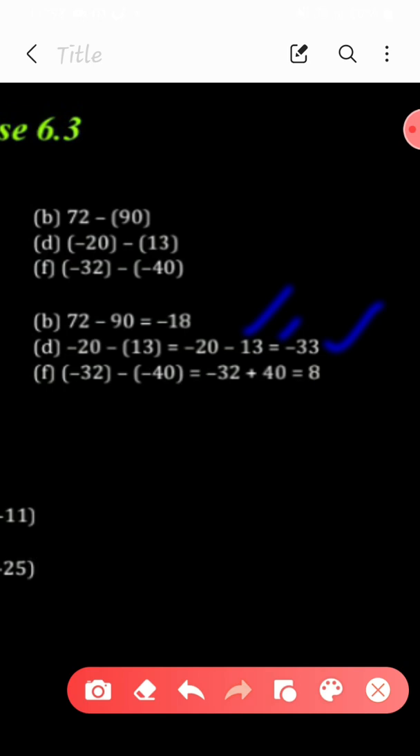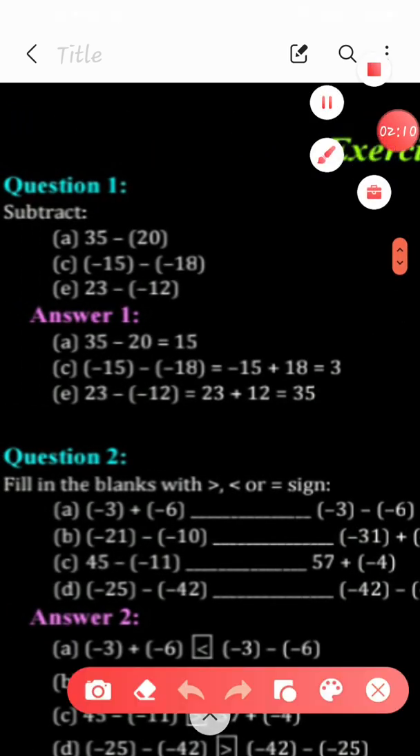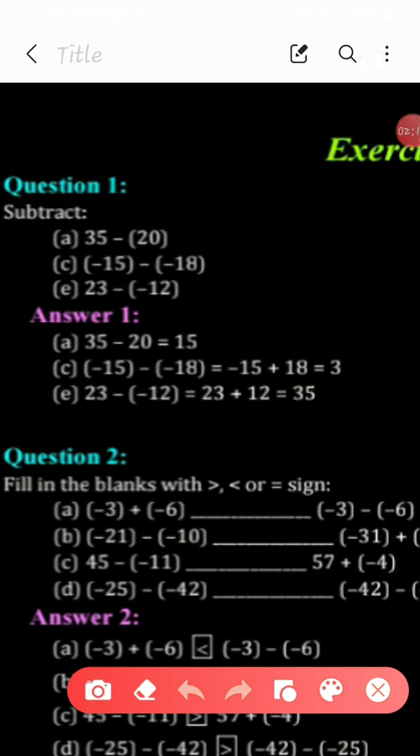Then 1e. 23 minus in bracket minus 12. This minus and this minus both become plus, so 23 plus 12 is 35. So easy it is.